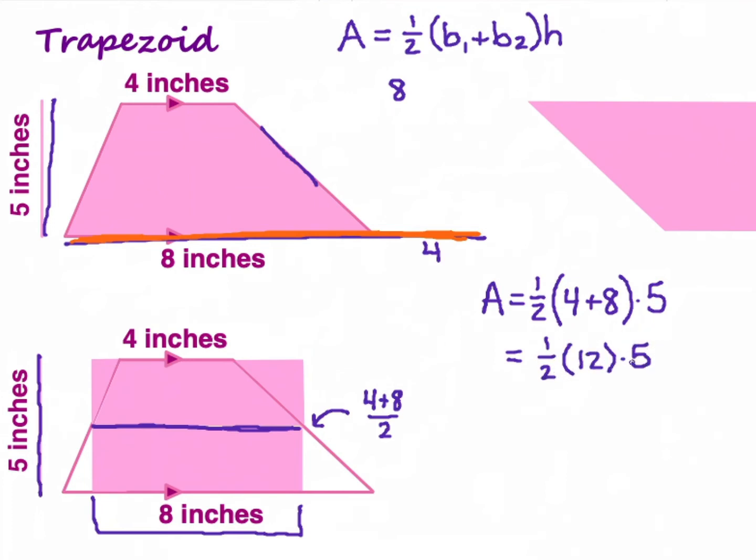We don't distribute that 1/2, it's one or the other. Should I half the 12 or half the 5? Up to you. I think I'll half the 12 because that seems easier to me. Or really, you could just type this all into your calculator at once. As long as you use those parentheses, you should also get 30, and the answer is 30 square inches. We could fit 30 little squares into that trapezoid.